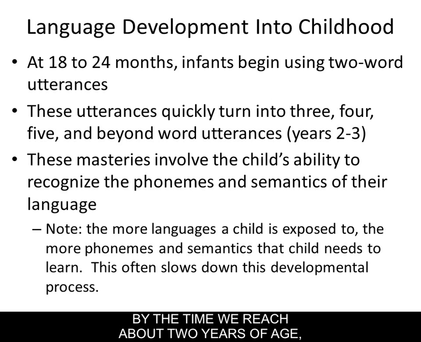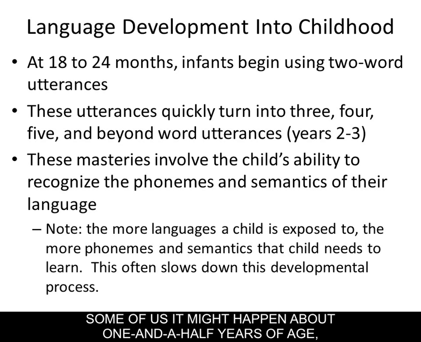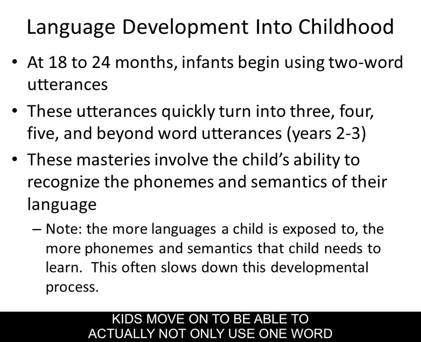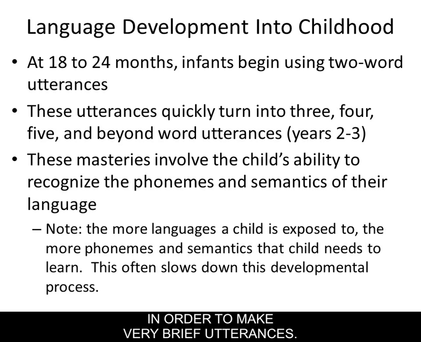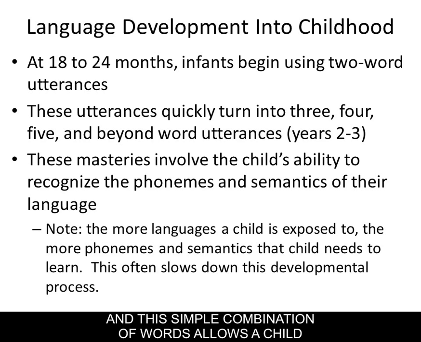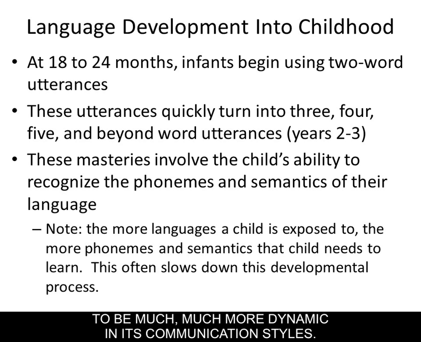By the time we reach about 2 years of age, and for some of us it might happen about 1.5 years of age, kids move on to being able to not only use one word from their vocabulary, but combine 2 words together in order to make very brief utterances. So, "my ball," or "no go," or anything like that, can usually come out of a child's mouth. And this simple combination of words allows a child to be much, much more dynamic in its communication styles.